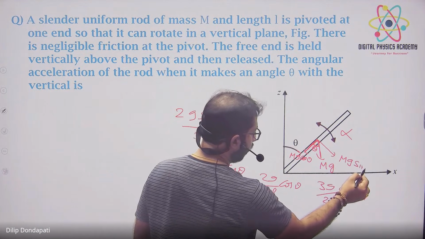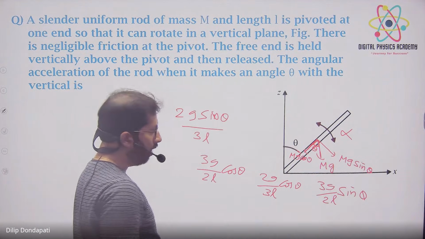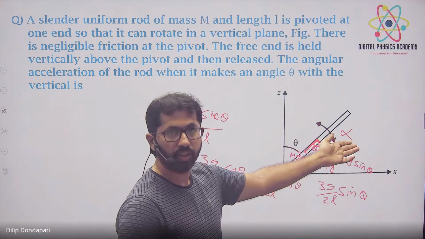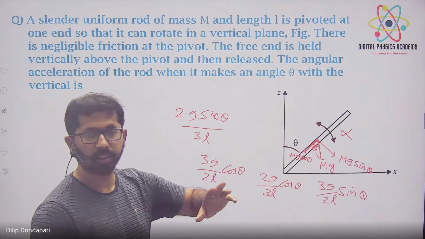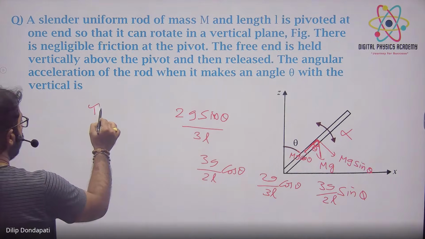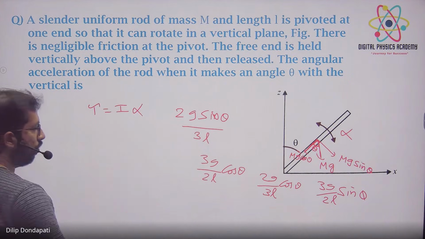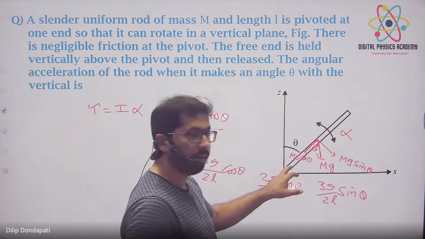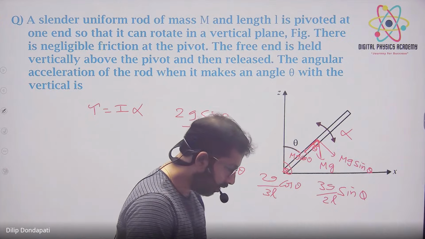Now whenever the question asks for acceleration, what I told you, always use Newton's second law. Which one? Tau is equal to I alpha. Now find alpha. Do you know I about this pivoted point? For a rod about its end, it is ml square by 3. Use it.